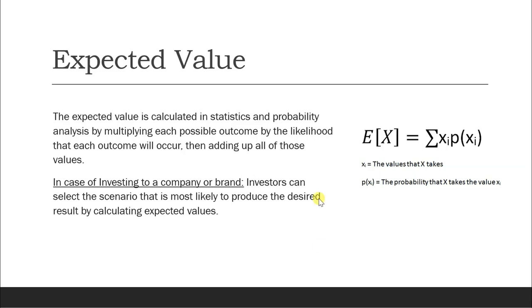Next we have expected value. Expected value is the analysis of multiplying each possible outcome by the probability of that outcome occurring, and then adding them up. Basically, the definition is: the expected value for a random variable x is the value of x we would expect to get after performing the experiment once.